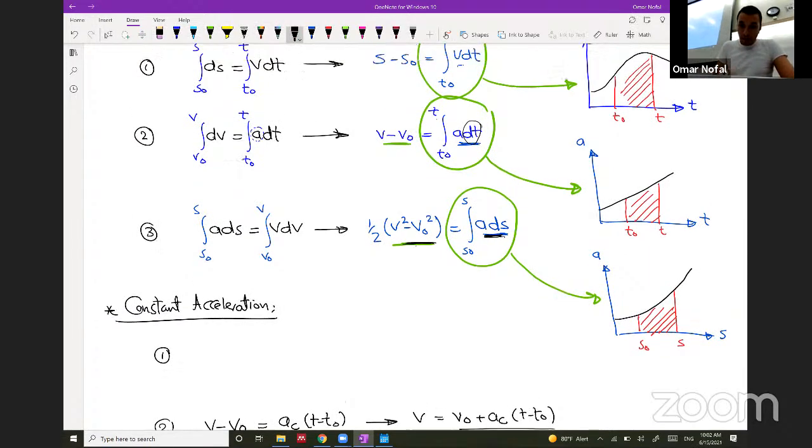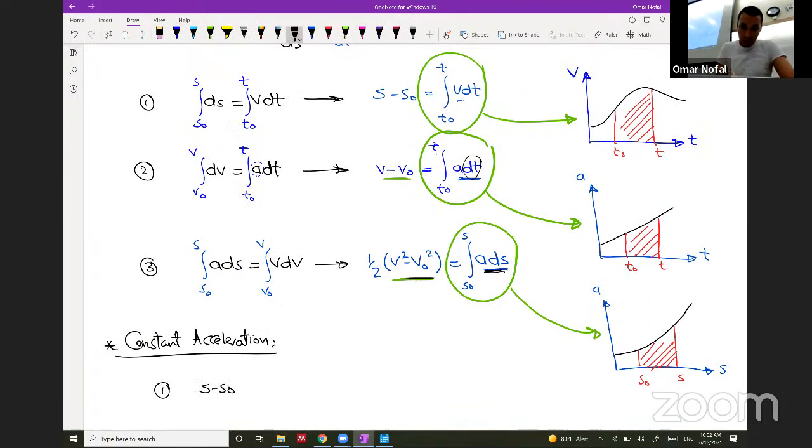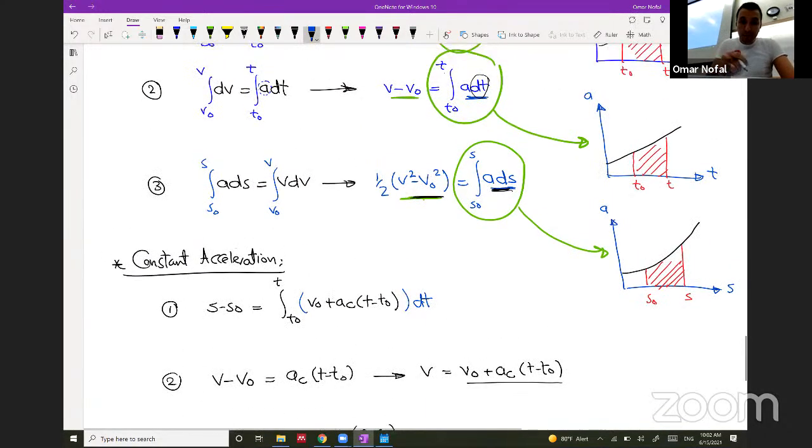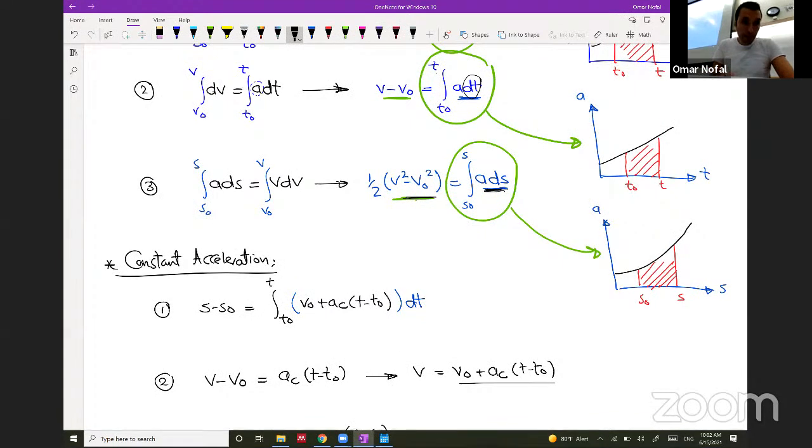Here we will have s minus s naught equal to the integration from t naught up to t, and v will be equal to v naught plus a_c times t minus t naught, and all of this is integrated with respect to dt. So let's integrate this relationship. Finally it will give you v naught, which is a constant value, so it will be v naught t plus, and here you have t inside, so this will be squared, and you will finally end up with half a_c times t minus t naught squared. So this is the most important rule.